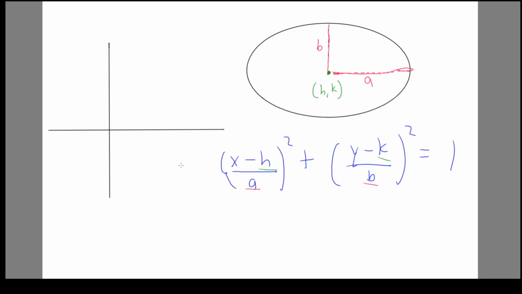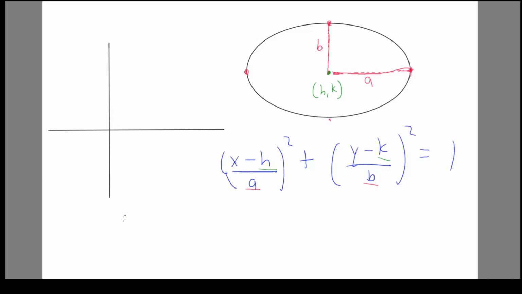So if you're given the equation for an ellipse, if you put it into this form right here, once you know h comma k, you know the center, and then once you know b and a, you can roughly draw the four points, and then you can just sketch the ellipse out like that. So let's do an example.